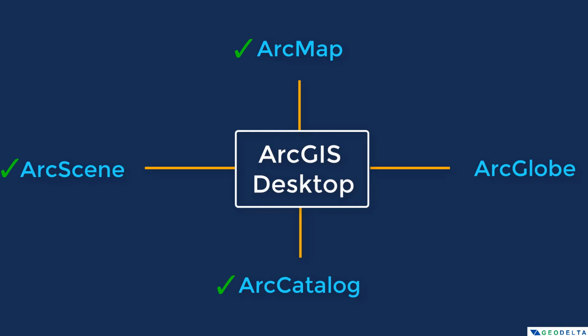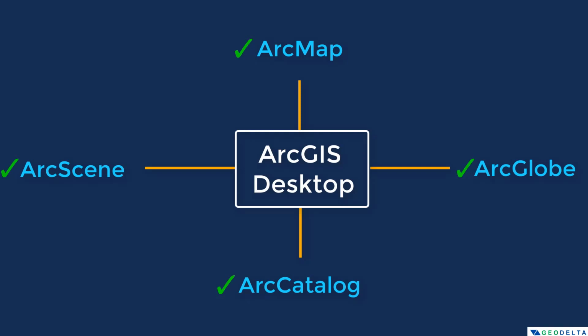So finally we come to the ArcGlobe application. Now ArcGlobe is another application under ArcGIS Desktop which allows you to weave your GIS data on a globe surface. It's quite useful in the sense that you can use your GIS data both in 2D and 3D and sort of weave them with a global perspective.